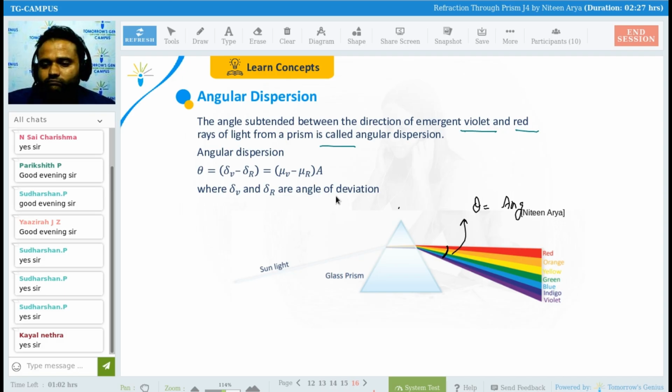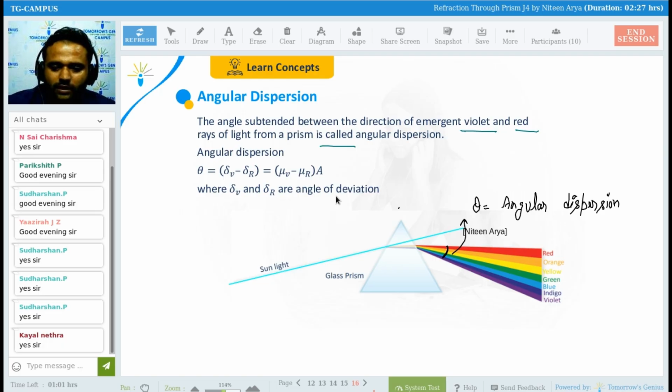Angular dispersion. Clear everyone? So as we know, angular dispersion is what? This. Again, this one thing. Just give me a minute. Angle of dispersion is what? This is my white light, if it is going to be passed in this way.